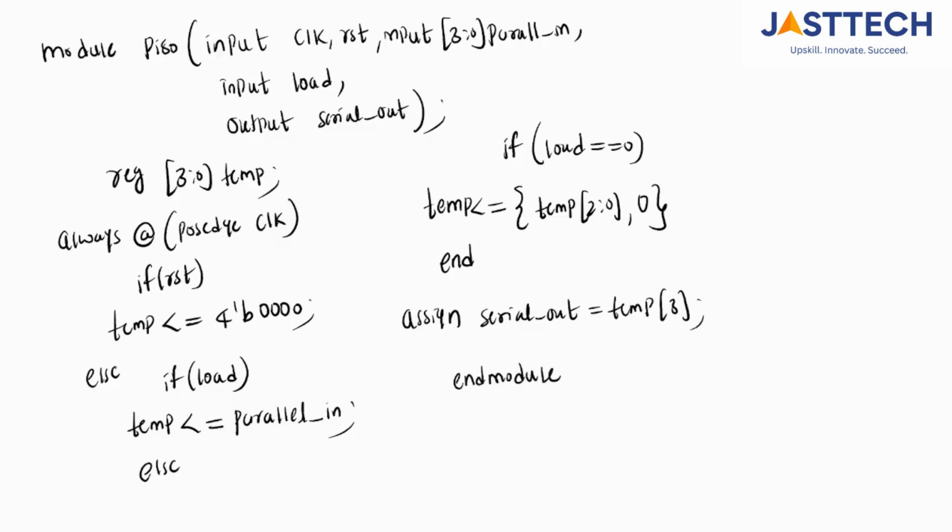Did you understand this code? So this is the Verilog code for PISO, parallel in serial out. Are there any doubts or queries in this? No. Okay.